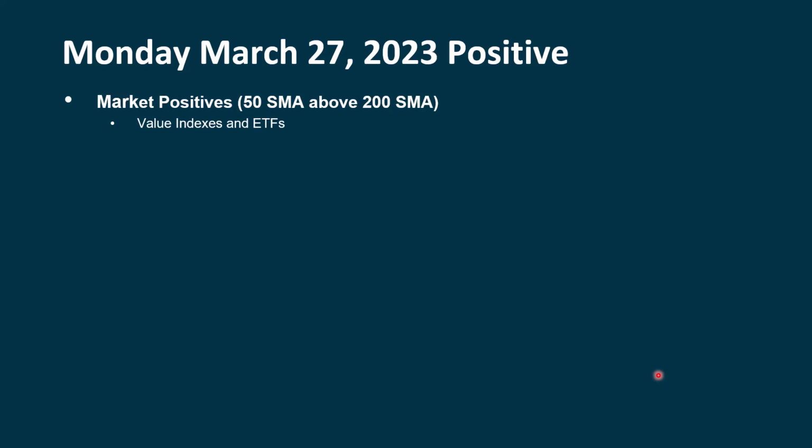So what is positive right now? My definition of positive is when the 50-period simple moving average is above the 200-day simple moving average. Value indexes and ETFs are positive. The dynamic software index, the euro, the Japanese yen, and the British pound against the dollar.